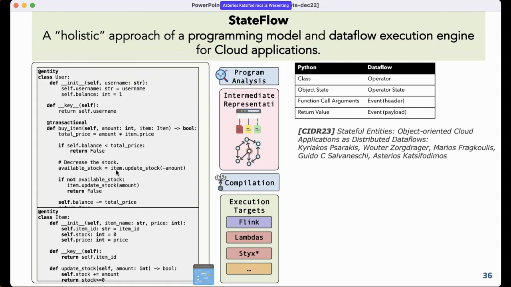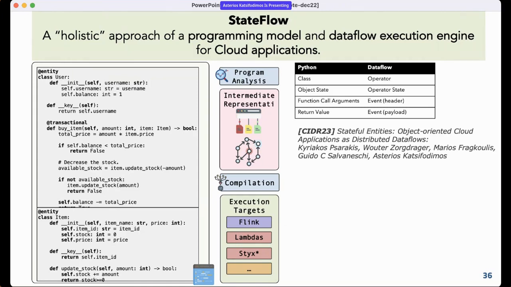Go and item update the stock. For every item basically in there, just update the stock. Where is update stock? Right here in the entity called item. And then if there is no available stock, give the stock back and return false. But if everything goes well, again, simply remove the total price from your balance and return true. Okay, you don't see it here. Good.